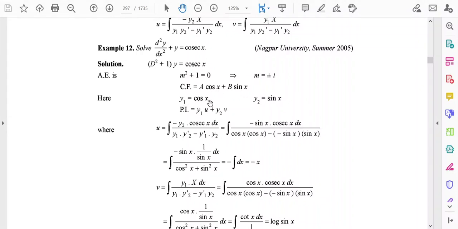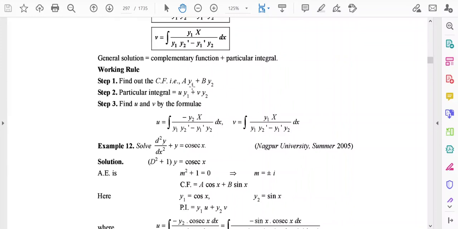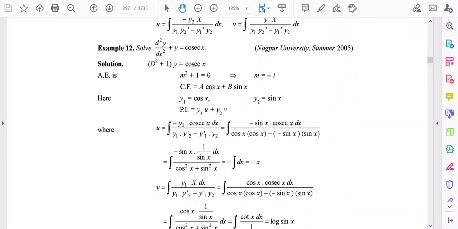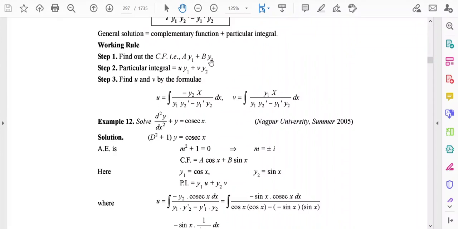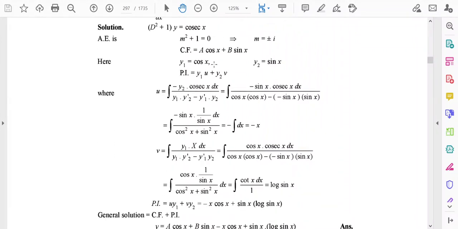So y1 is cos x. If we look at the complementary function here, a cos x plus b sin x, if you compare with the formula, that is a y1 plus b y2. So what is y1? y1 is equal to cos x. And what is y2? y2 is sin x, because we know the formula is a y1 plus b y2. So y1 is cos x and y2 is sin x.